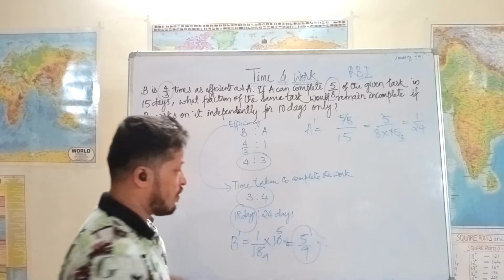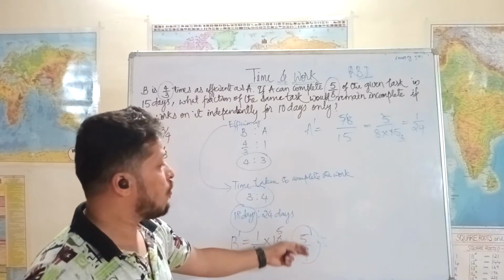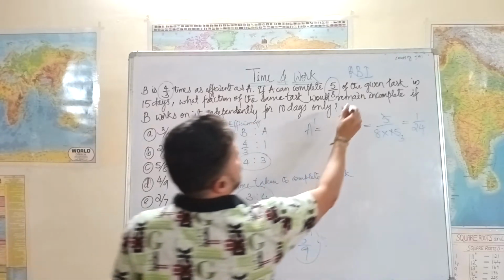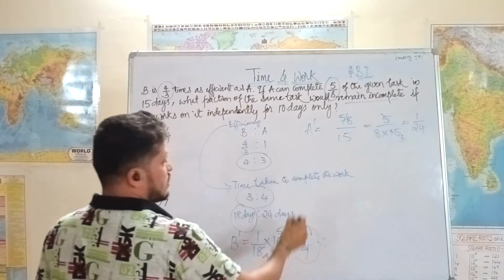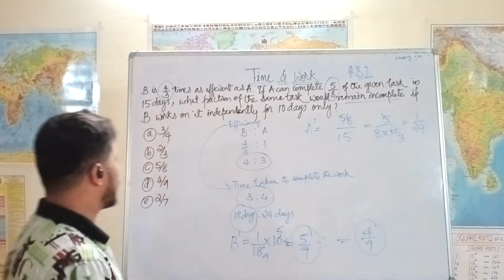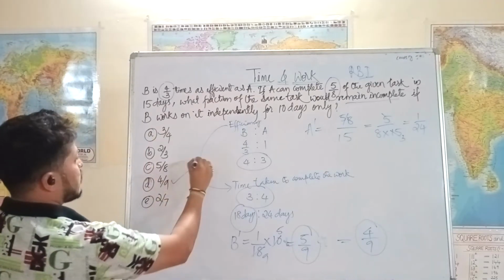In 10 days, 5/9. So what is remaining? 4/9 is not completed by anyone. So the remaining incomplete work is how much? 4/9 of the work is not completed. So where is the option? Okay, 4/9. This is right.